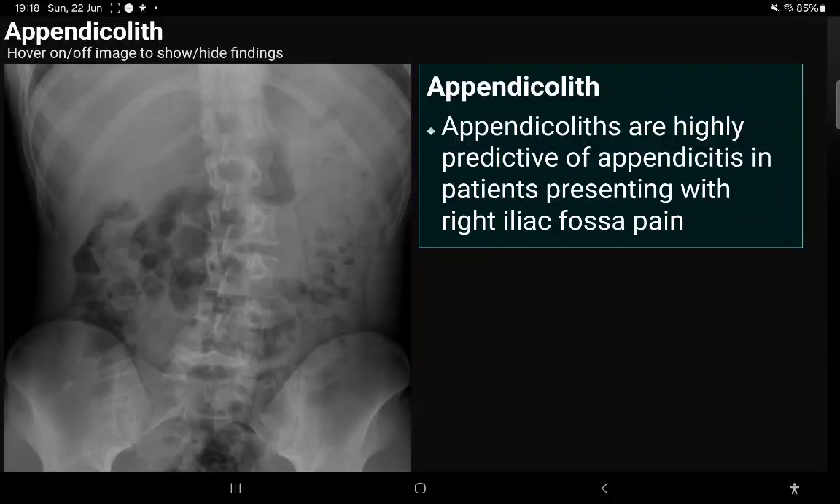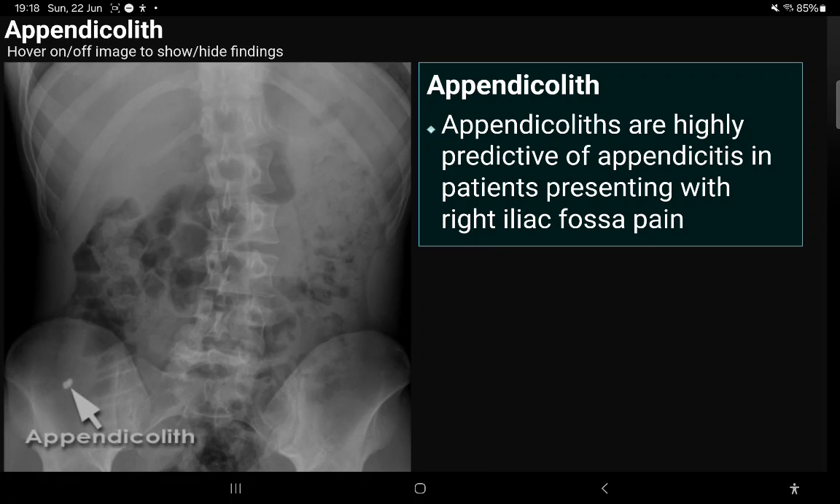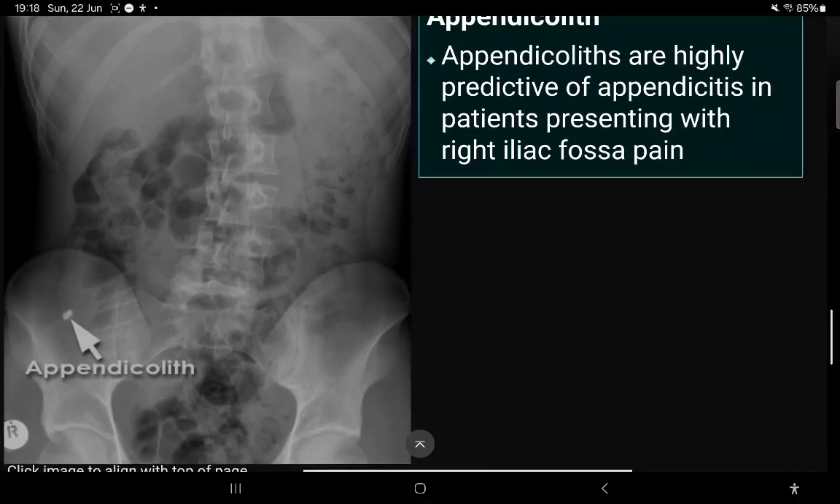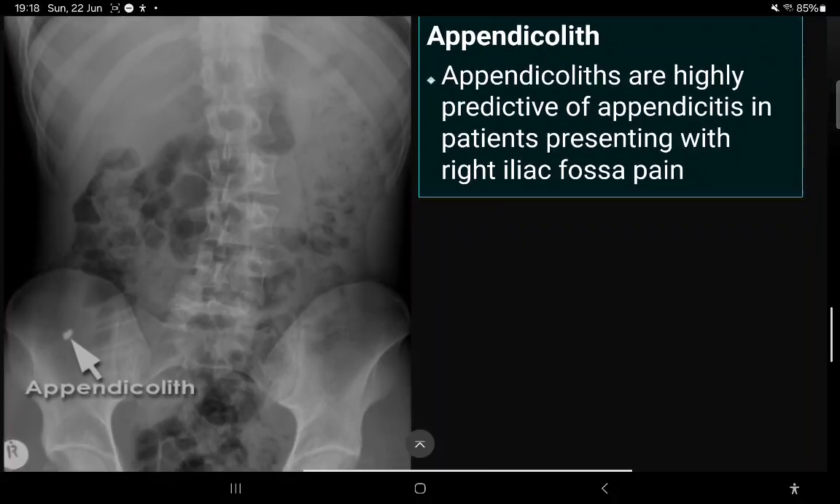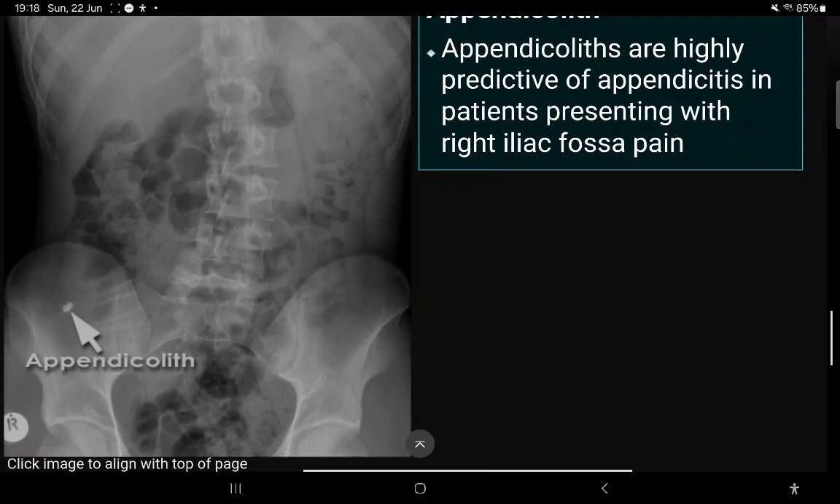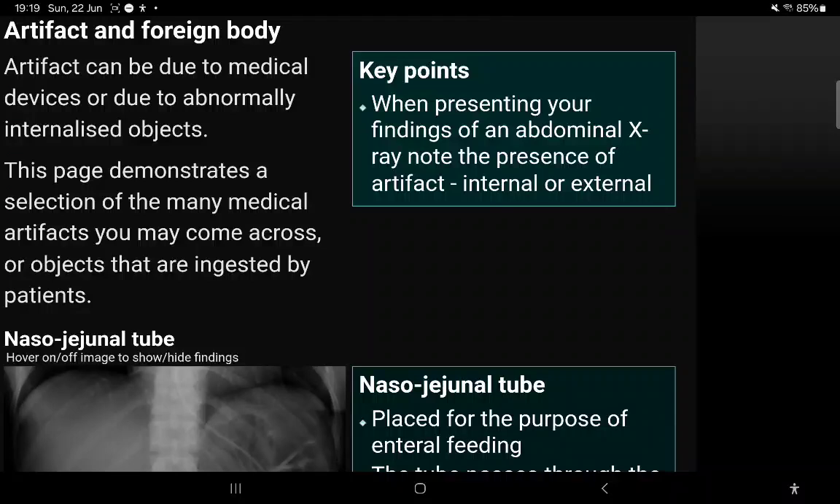and also thought to be associated with a higher risk of gangrene or perforation. Here we have a single calcification which is overlying the right iliac bone in the right iliac fossa. This is an appendicolith. Appendicoliths are highly predictive of appendicitis in patients presenting with right iliac fossa pain. As in this image. Moving to the next type of calcification, which can be due to artifact or foreign body.